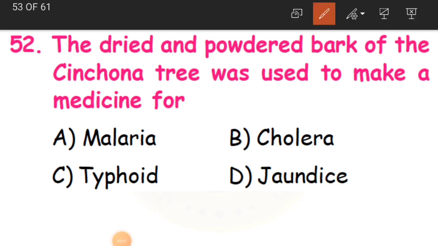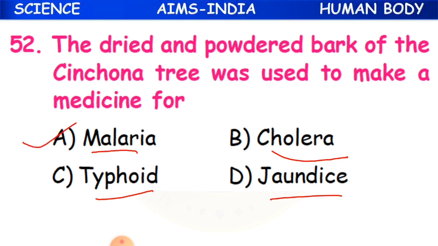Yes, children, the 52nd question. The dried and powdered bark of the cinchona tree was used to make a medicine for. So they were making a medicine from the cinchona tree. What is this medicine used for? Malaria, cholera, typhoid or jaundice? And the answer is yes, it is malaria. To cure malaria fever, they used this powder of the cinchona tree.